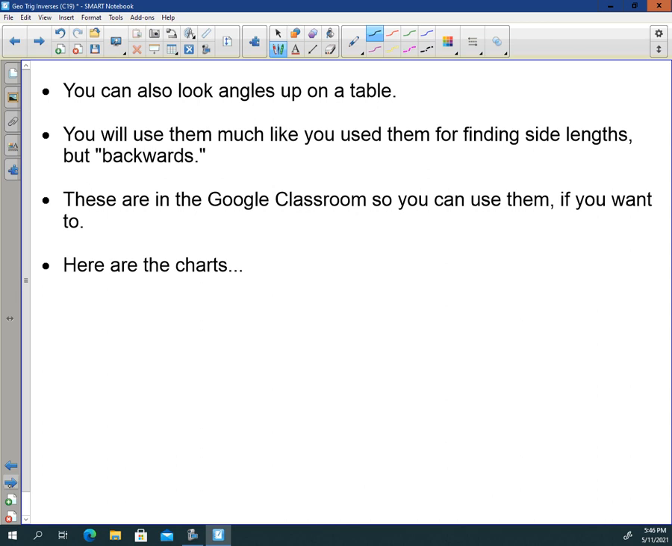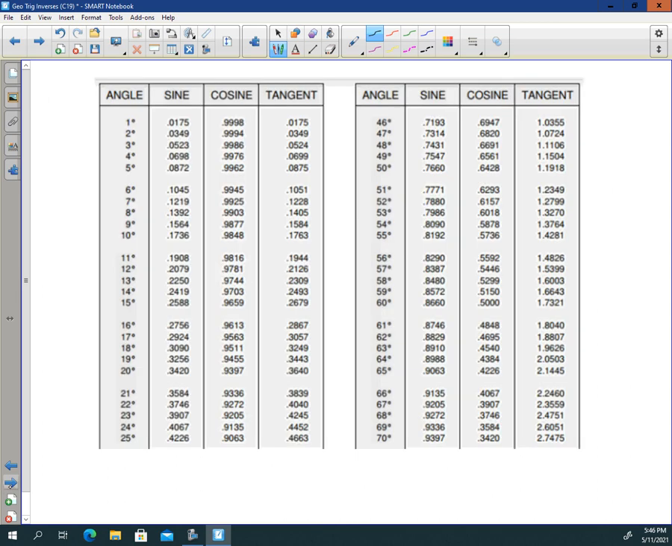So those charts are in Google Classroom. Here's what they look like, and here's what I mean, and then you'll see it in an example. So for example, if you calculate the cosine and you get 0.98-ish, you know that that's an 11-degree angle. If you calculate the tangent and you get 1.8040, you know that's a 61-degree angle, and that's how it's going to work.